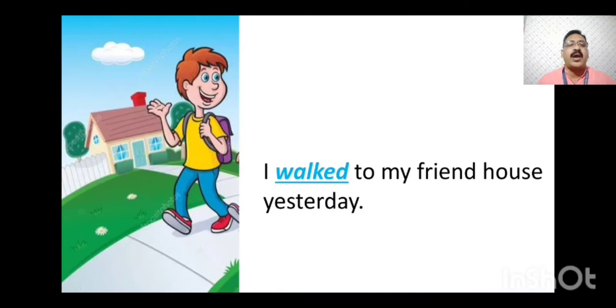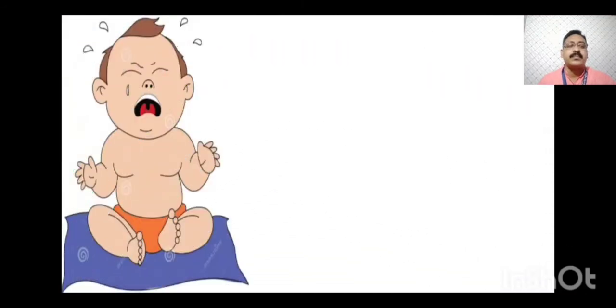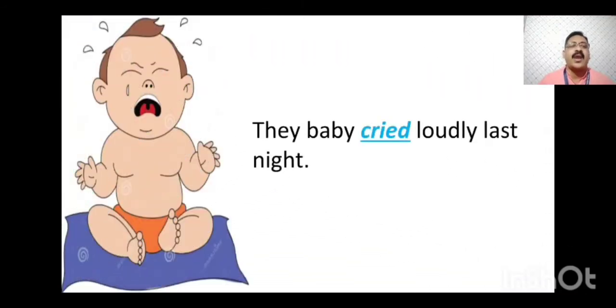Next one, I walked to my friend's house yesterday. Here also the verb has ed, walked. So the sentence is a regular verb sentence. Next, the baby cried loudly last night. Here also the verb cry has ed, meaning past form. The baby is not crying now. She cried last night, and the time is already gone. So the sentence has a regular verb in past form.